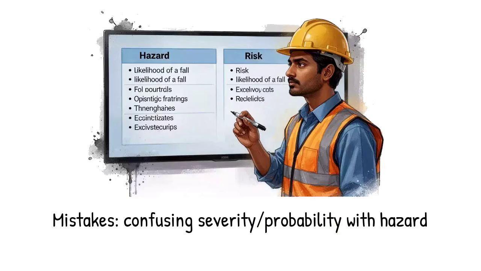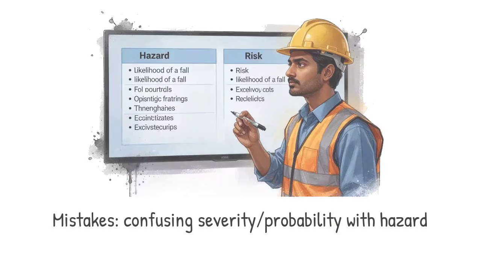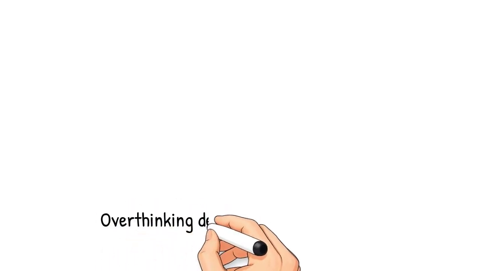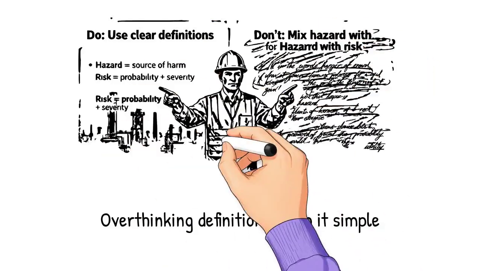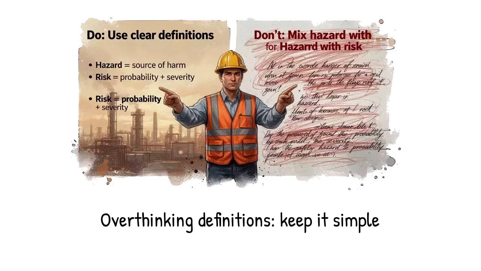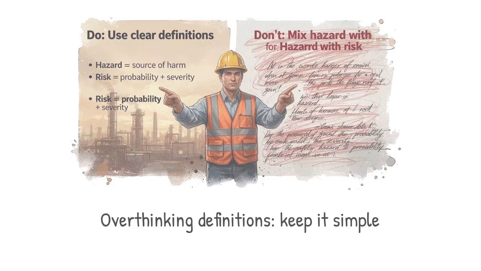Mistake 3. Forgetting that risk can change while the hazard stays the same. Same hazard, different controls means different risk levels. The exam loves questions where controls change the risk, not the hazard. Mistake 4. Overthinking simple definitions. You don't need a paragraph. For the exam, keep it tight. Hazard equals source of harm. Risk equals probability plus severity.